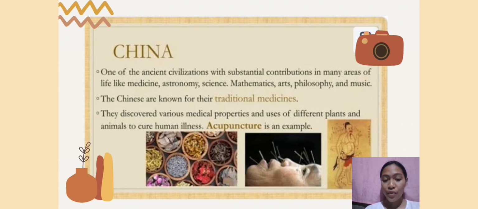And also, we have here the example of moxibustion. Moxibustion is burning herbal leaves on or near the body. They burn the herbal leaves on the body or near the body. And also, we have here cupping, where cups are placed on the back.